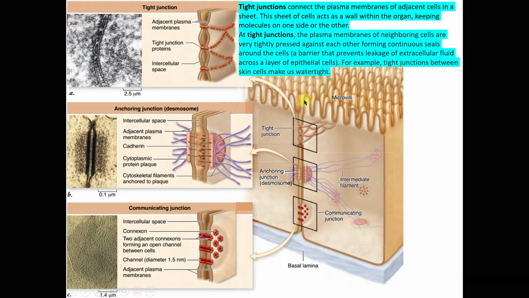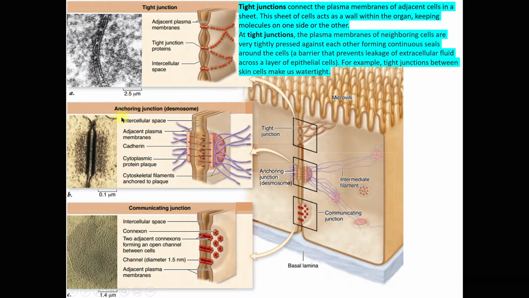Cuba imagine, ini ialah kamu punya epidermis. So without tight junction ni, bila kamu mandi, air tu akan masuk ke dalam, pergi dalam basal lamina kamu. Tak tahu pergi mana air tu nanti. So this tight junction forms a continuous seal around your cells, and this makes you watertight.